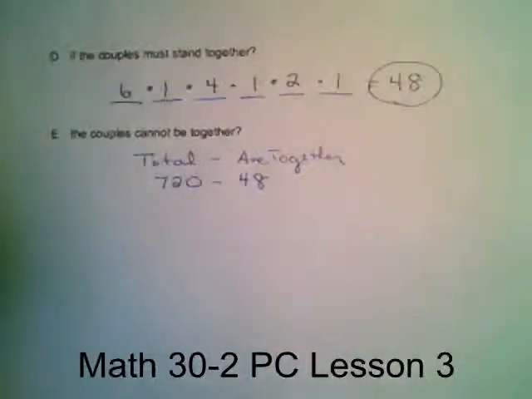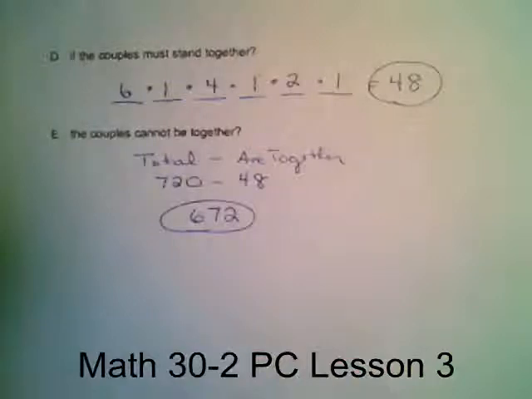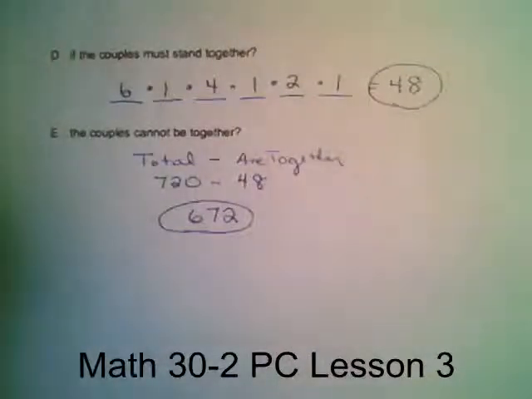If the couples cannot be together, this is another one where I'm like, well, okay, so I'd have the couple and then somebody that's not, so it's 6 times and then there's 4, and I end up with confusion with that. The easiest way to do these ones is the total minus the ones where they are together. So the total, I'm looking back at A, the total was 720. The ones where the couples are together is 48. Okay, so I have 720 minus 48. And if I'm correct, that's 672.